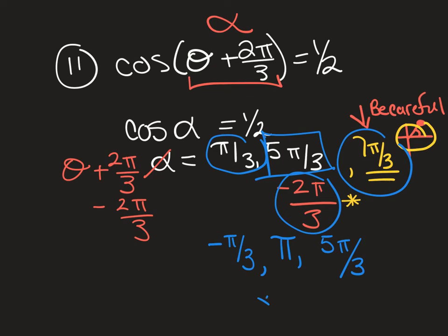So this is where we check our restrictions. The directions said from 0 to 2 pi. Well, this answer right here is not an answer because negative pi over 3 is not within my range. So that leaves me these two as my answers, pi and 5 pi over 3. So those were my answers for this problem.